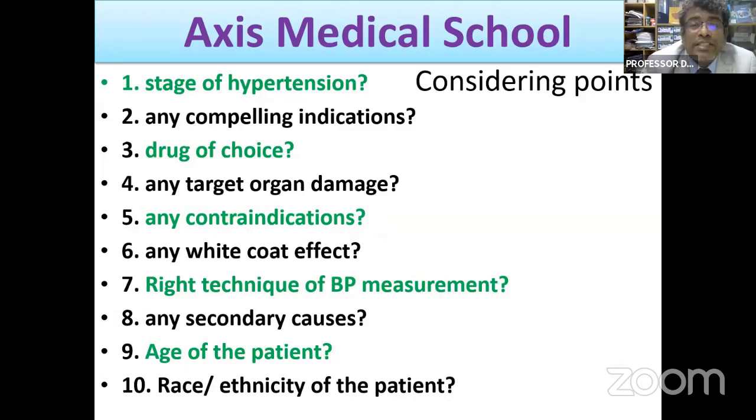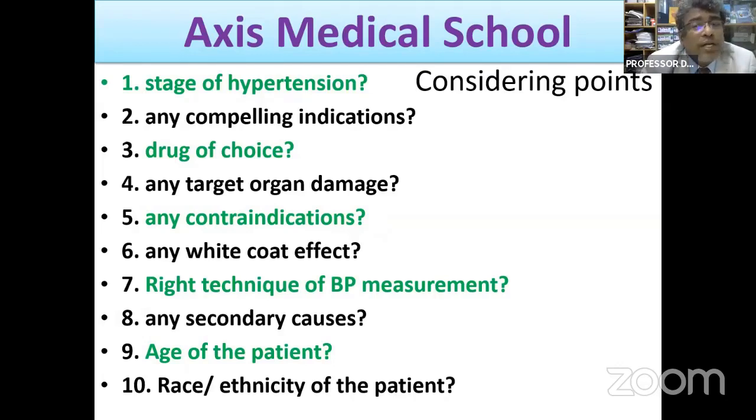In the case of a female patient during pregnancy, we all know that ACE inhibitors and ARBs are contraindicated in pregnancy. So we have to consider the contraindications when we treat a patient with hypertension. The next factor is the white coat effect.